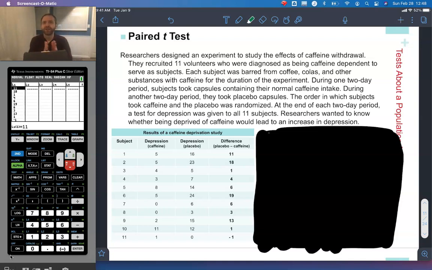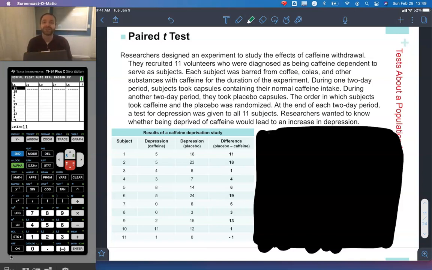During a 2-day period, subjects took capsules that contained their normal caffeine intake. Then during another 2-day period, they took placebo capsules, which means they couldn't tell the difference between the two. Otherwise they would know, here's the caffeine one, I'll just take that, I'll feel good. No, look at the next sentence. The order in which the subjects received the caffeine pill versus the placebo pill was randomized. So that's good. That means we can do this experiment and look at the data and draw a conclusion.